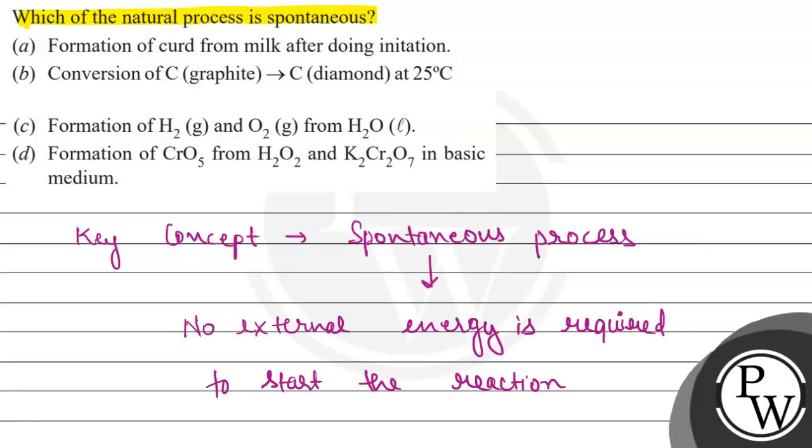And according to the given question we have to choose from the given option जिसमें natural process हो रहा है और वो एक spontaneous process है. Now let us see the given options. A option जो है it says milk से curd का formation हो रहा है.